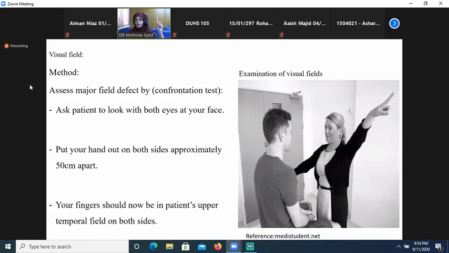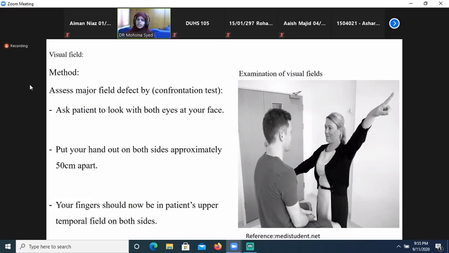Then you simultaneously move both fingers and ask the patient whether he's able to appreciate or not. Similarly, you will place the fingers in the lower temporal fields and ask the patient if he's able to tell which finger is moving. Then the major visual field is normal. This is basically not part of the cranial nerve. This is actually to detect dysfunction in the parietal lobe, also known as visual neglect or visual inattention.